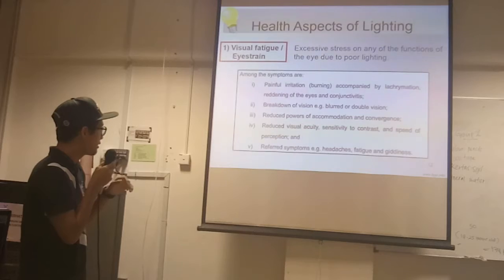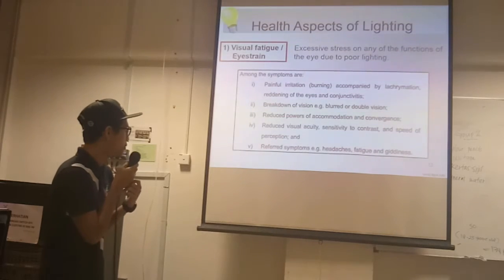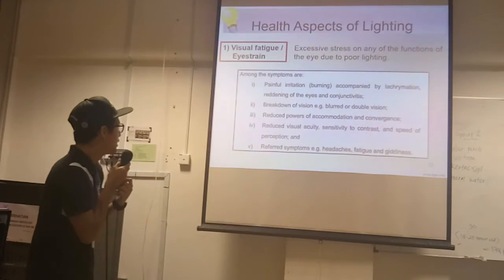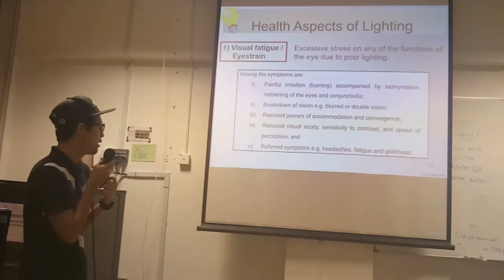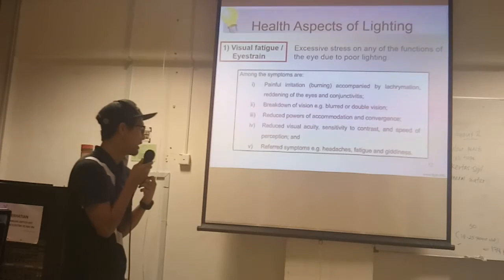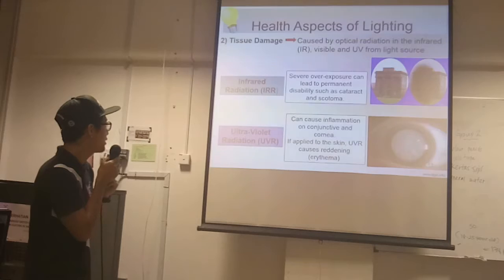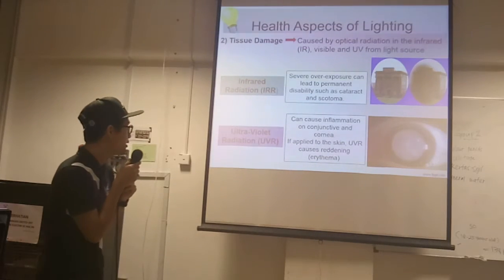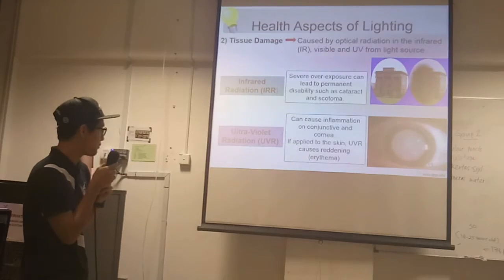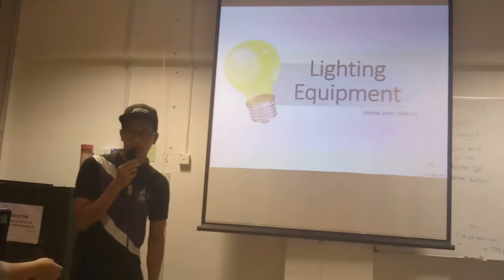Okay, there are some symptoms which are painful irritation, breakdown of vision, reduced powers of accommodation and convergence, reduced visual acuity, and lastly, referred symptoms such as headache, fatigue, and giddiness. Okay, the second one is about tissue damage caused by optical radiation in the infrared, visible and UV from light source. Okay, that's all from me. I pass to Janita.